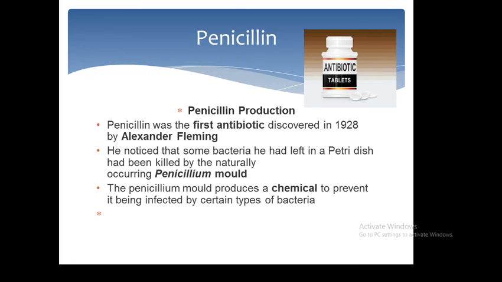Penicillin is the first antibiotic, discovered in 1928 by Alexander Fleming. He noticed that some bacteria he had left in a petri dish had been killed by the naturally occurring penicillin mold. So the penicillin mold produces a chemical to prevent it being infected by certain types of bacteria.